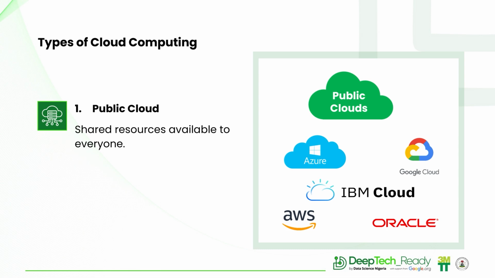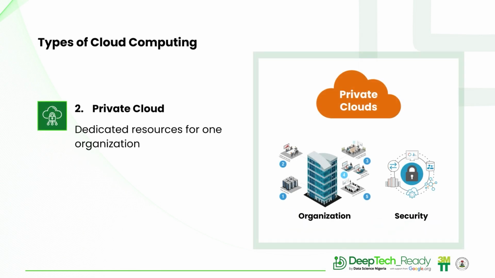Then we have the private cloud. With private cloud, you have dedicated resources to one organization. Now imagine owning your own house. You own your own house. What does that mean? It means you're in full control of the space and no one else can use it unless you allow them to. So a private cloud works the very same way. It's dedicated to just one organization. Hence, it's ideal for businesses that handle sensitive data or have strict compliance requirements. Examples of these types of businesses could be banks or possibly hospitals.